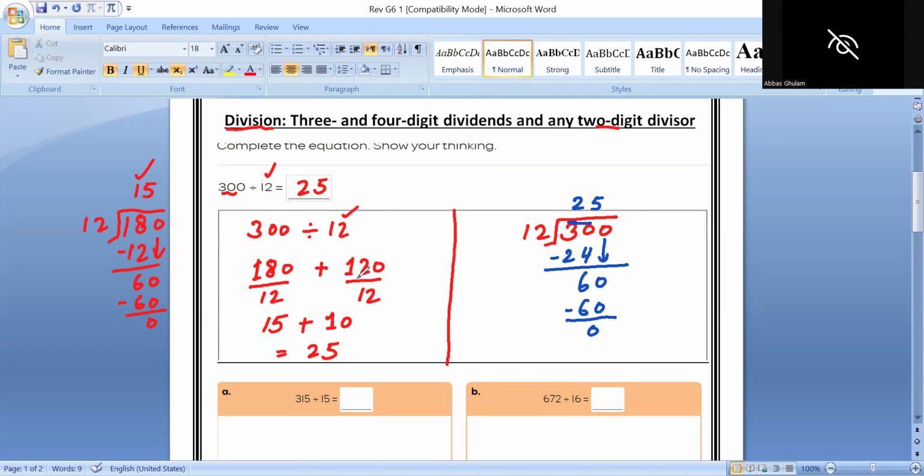You can see by the first method our answer is 25, and by the second method our answer is also 25. So it means our question is correct. You can use this method or you can use this method. Both methods are 100% correct. Let's try with another question.